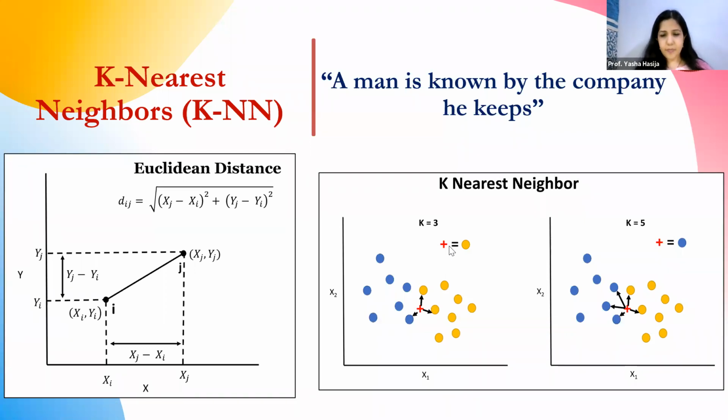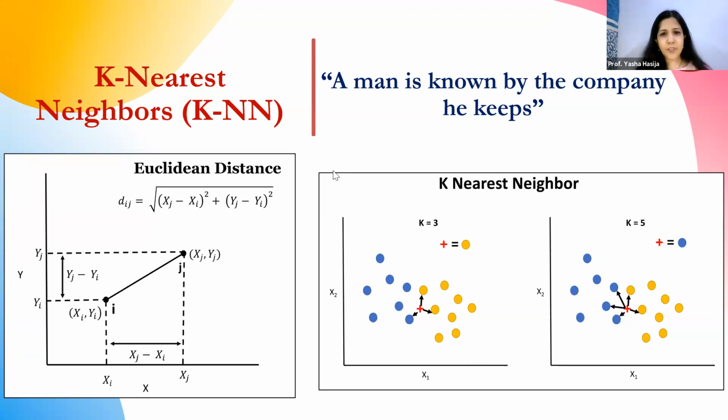And how are these nearest neighbors identified? These are identified by using any distance measure, and the most commonly used distance measure is the Euclidean distance, right? This Euclidean distance is given by this formula here, which is the square root of (xj minus xi) squared plus (yj minus yi) squared, right?